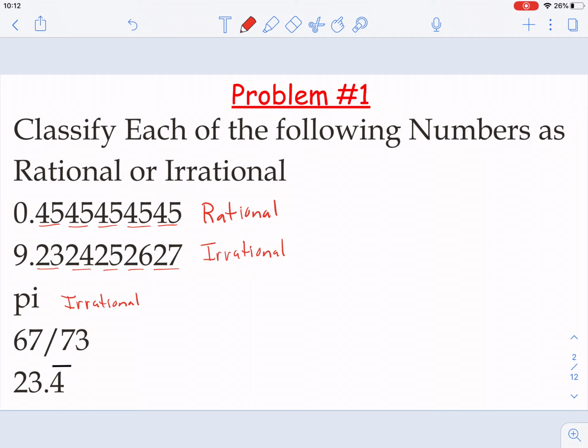The next example, 67 over 73. Remember that a rational number is any number that can be written as a fraction. So since this number is a fraction, this would be a rational number. And the last example, 23.4 repeating. Since this 4 is repeating, I have a repeating decimal, so a repeating decimal will always be a rational number.